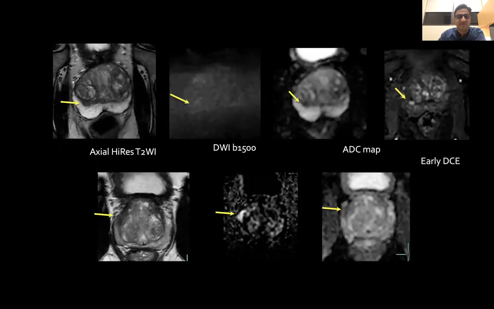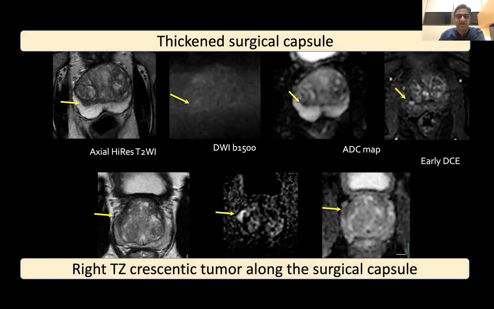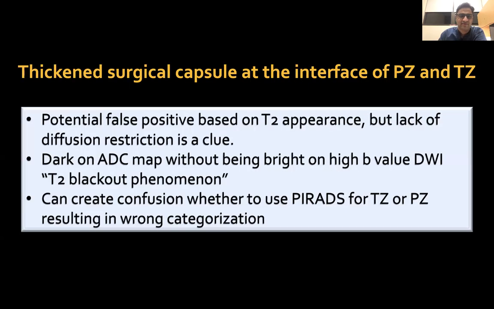As we see here, this is a thickened surgical capsule in this patient, but on the functional sequences, there is no diffusion restriction, and there is minimal enhancement, but there is no restricted diffusion. But this is clearly abnormal, and so something that can confound. And so using diffusion weighted imaging, you should be able to distinguish thickened surgical capsule from a crescentic tumor along the surgical capsule.